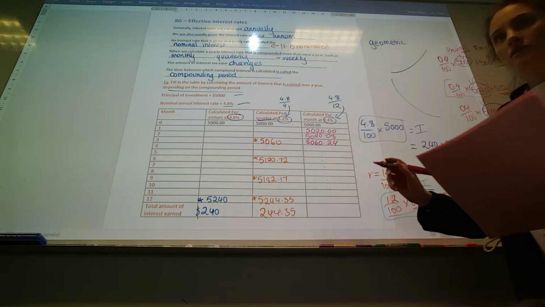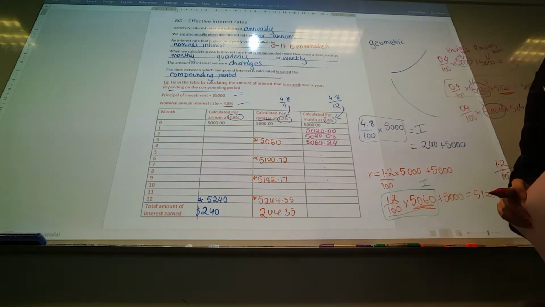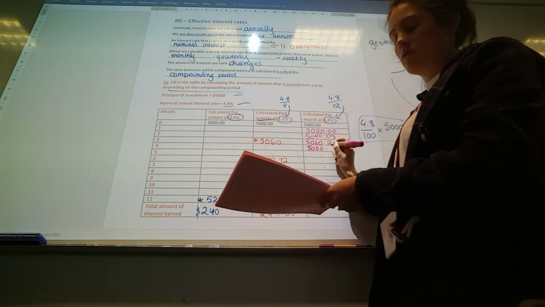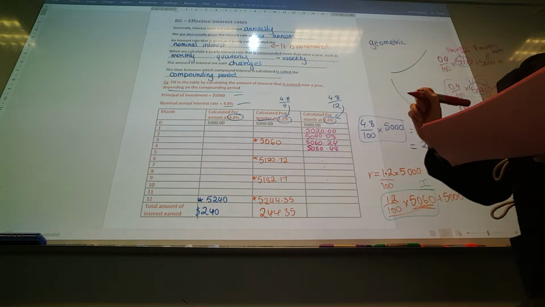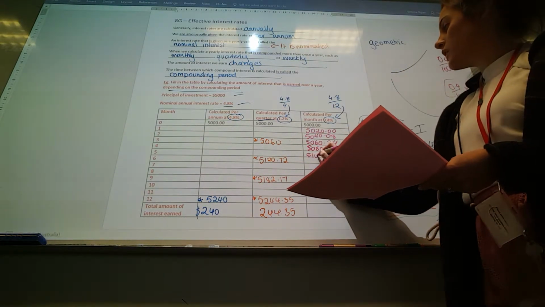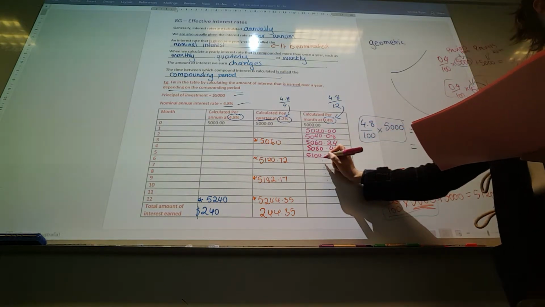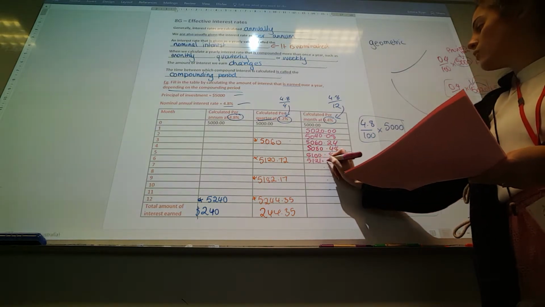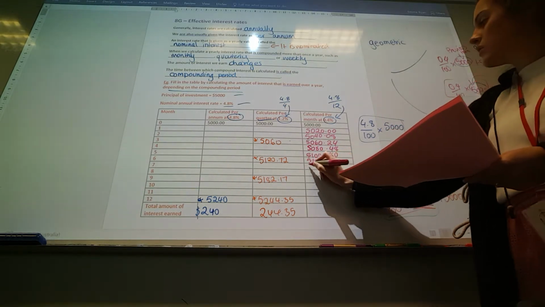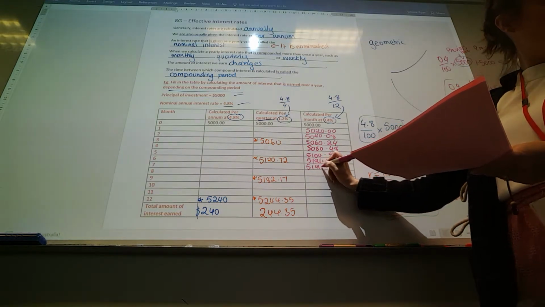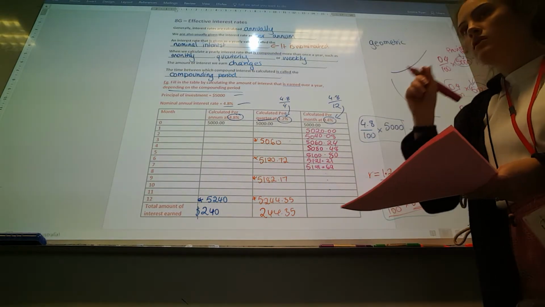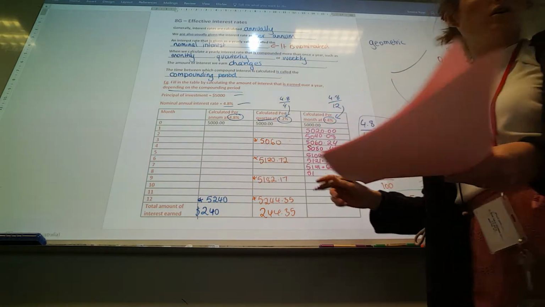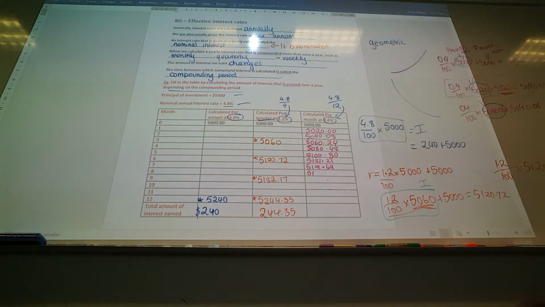For this one, I got 5080. Yeah, 5080.48. I still got it wrong. Did you change it? Yeah. Was it 48? 5080.24. 5100.80. 5121.21. I'm going to get the same answer again. I did the decimals. I still haven't gotten it right. Okay, what have we got? 5121.